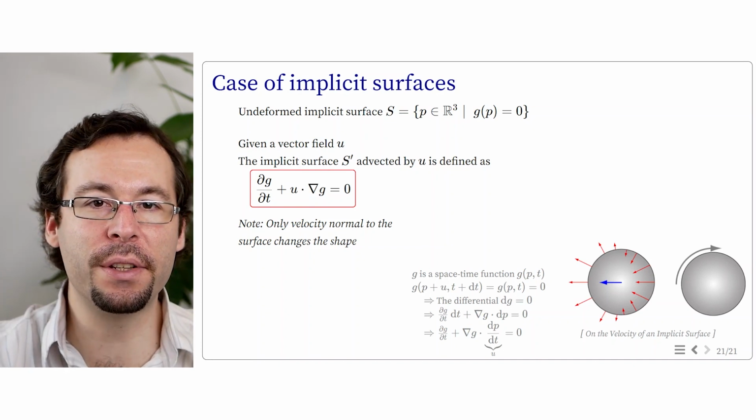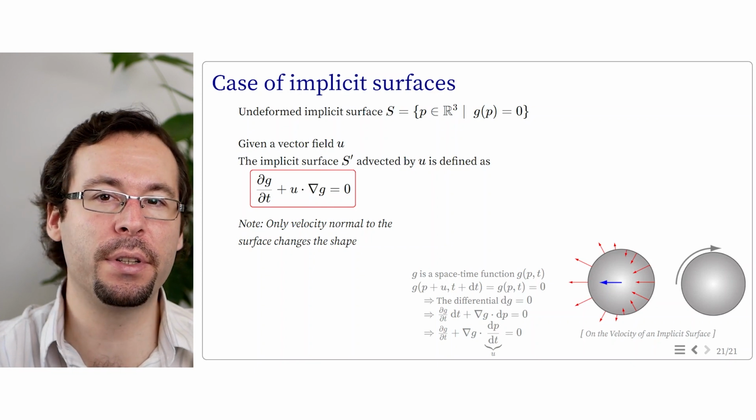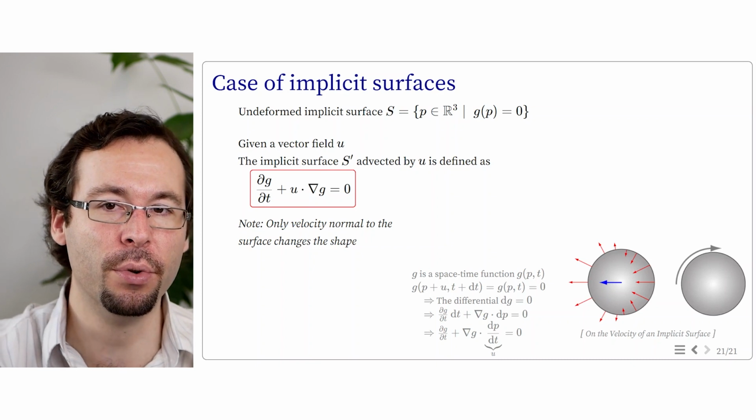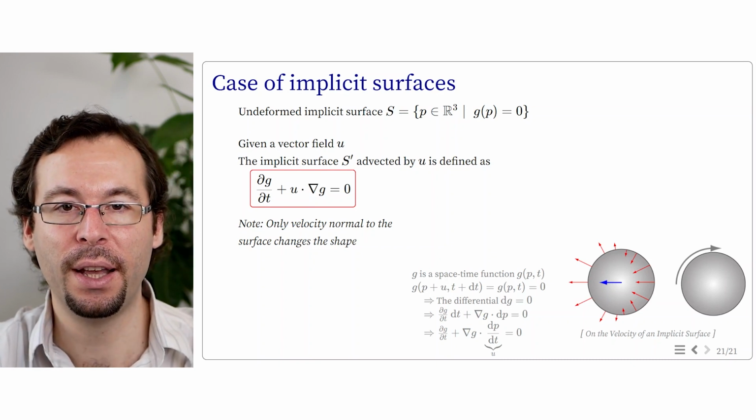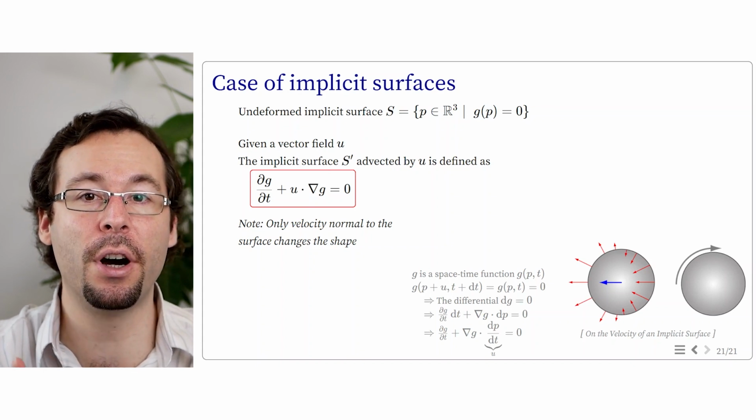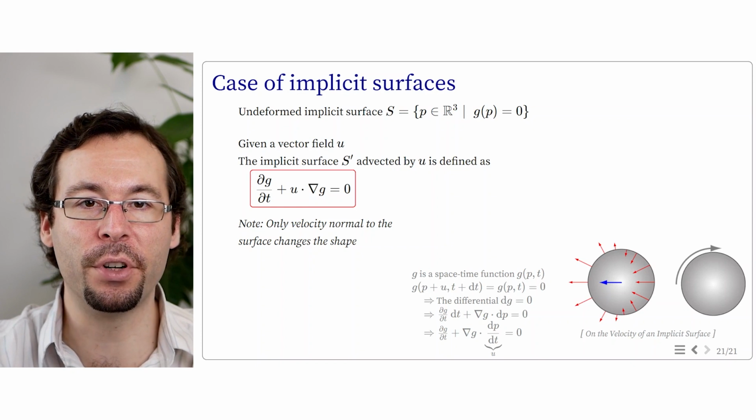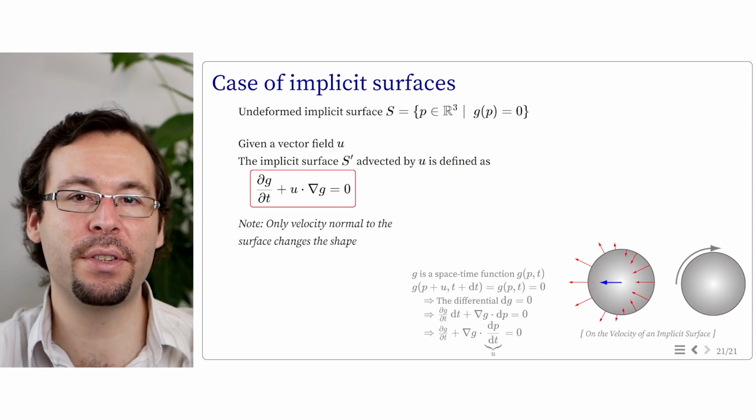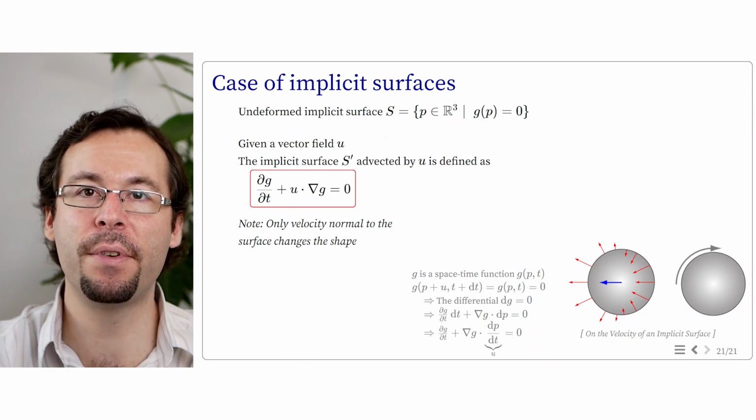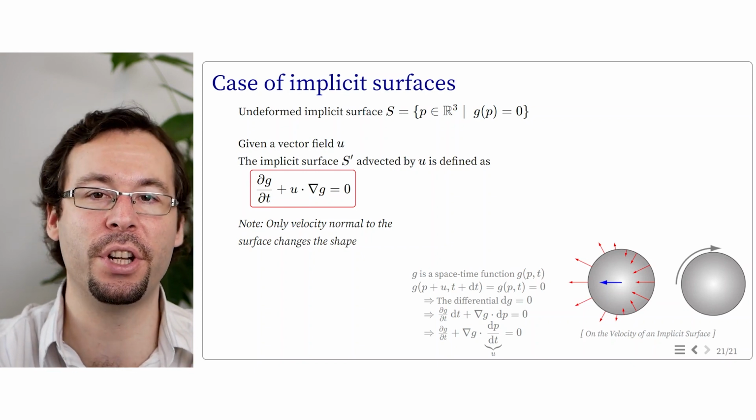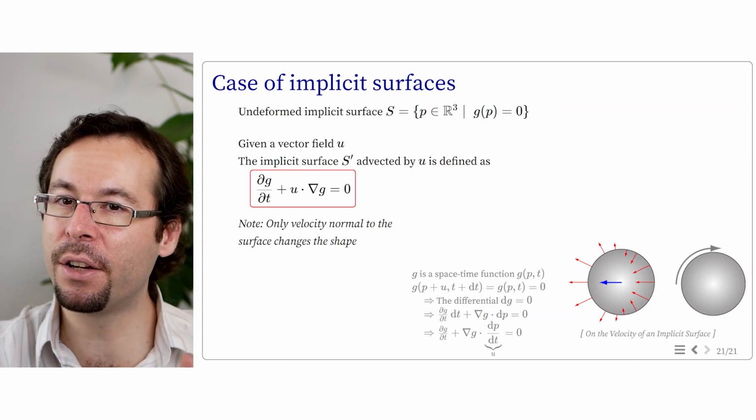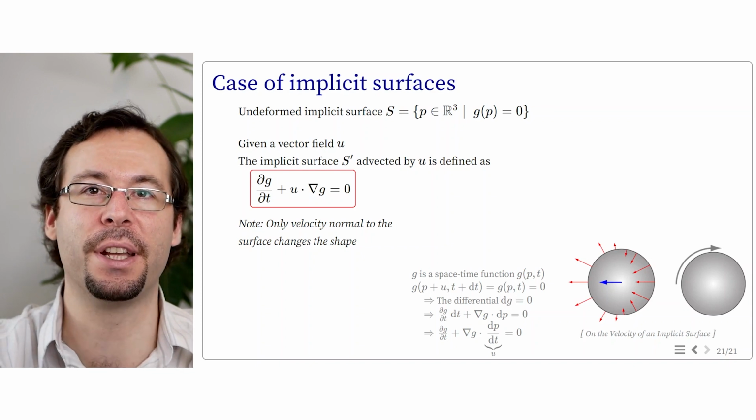And one thing we can note is that only the normal component of the velocity changes the shape of the surface, which is expressed by the dot product of u with the gradient of g. And remember that for an implicit surface, the gradient of g is actually the normal of the surface for g equals 0. So for instance, a field of rotation applied to a spherical surface will have a 0 component. The surface is just not changed at all. And a translation applied to a sphere will have some non-trivial component of deformation, as you can see in the figure.